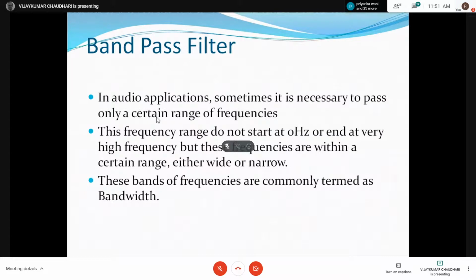Okay. Where are the applications? See, one of the applications is in audio. Sometimes it is necessary to pass only a certain range of frequencies. This frequency range does not start with 0 hertz or end at very high frequencies, but these frequencies are within a certain range, either wide or narrow. So these bands of frequency are commonly termed as bandwidth.